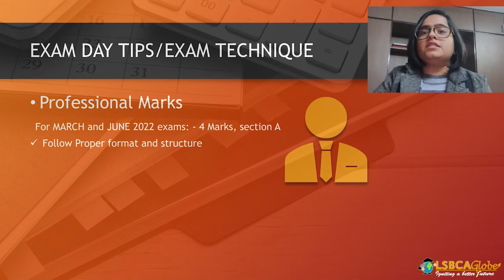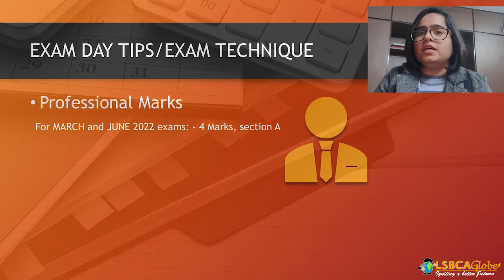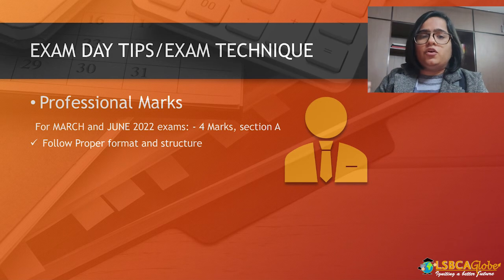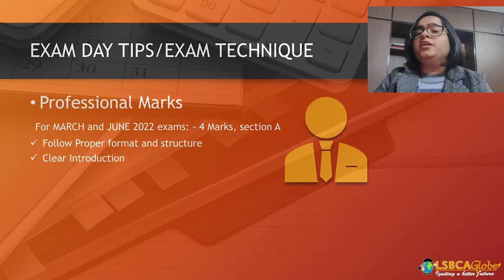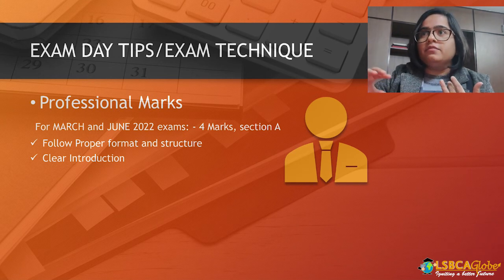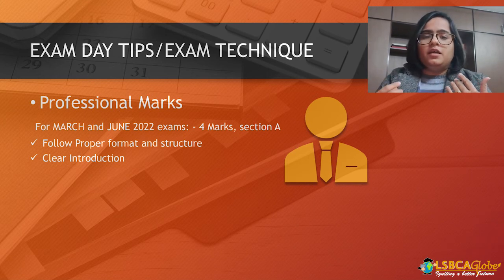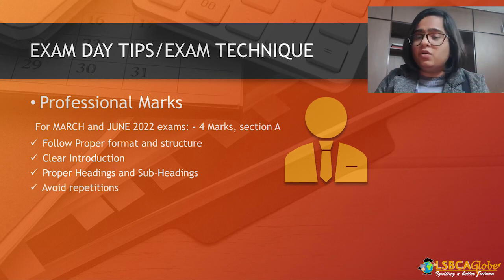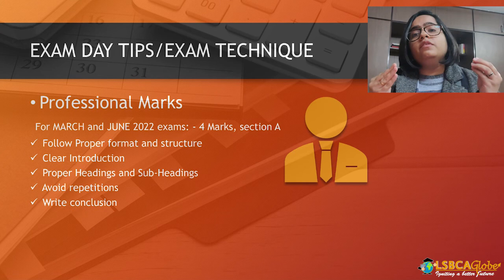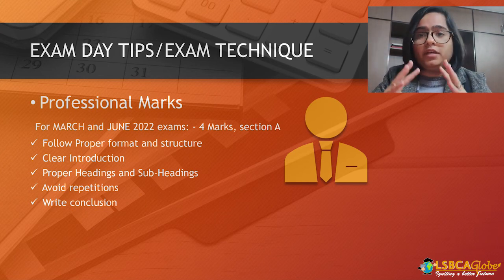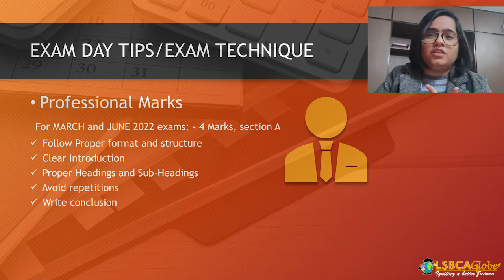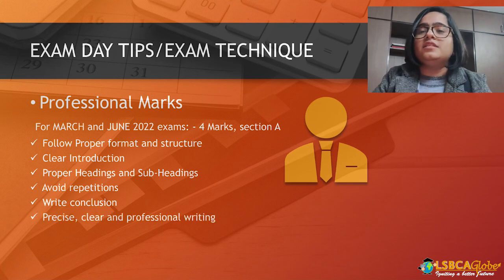The first question, that is section A, the 50-marker question, is usually tested in the format of a report or an email. So make sure you follow the proper structure. Write a proper and clear introduction of whatever is in that report. Then write proper headings and subheadings and group your points clearly under those headings and subheadings. Avoid repetitions at any cost. Write a conclusion. Always write a conclusion. They expect you to write a conclusion of your report. Be precise, clear and professional in writing your answers, and you can gain your easy professional marks.